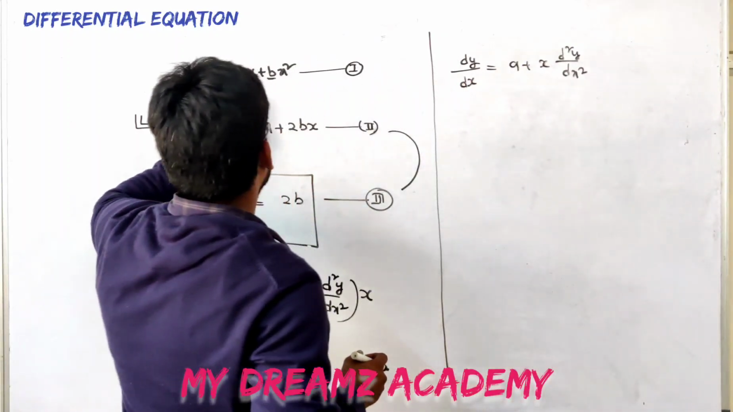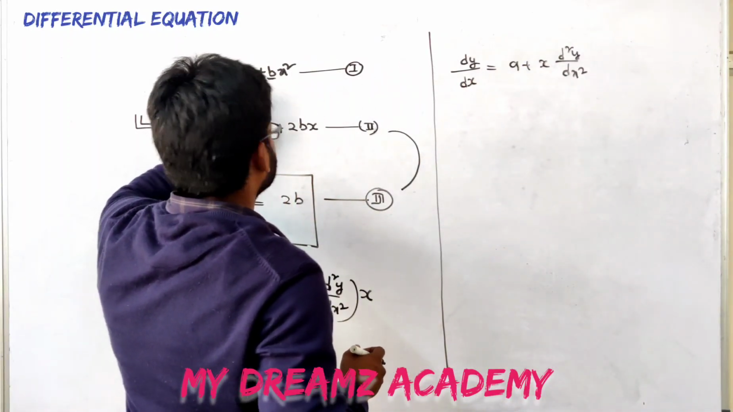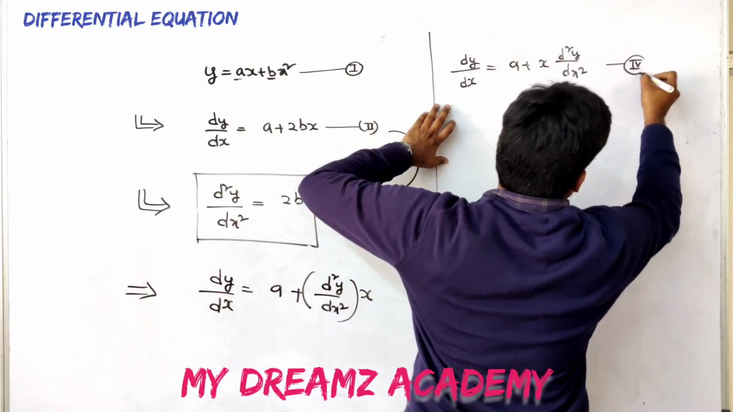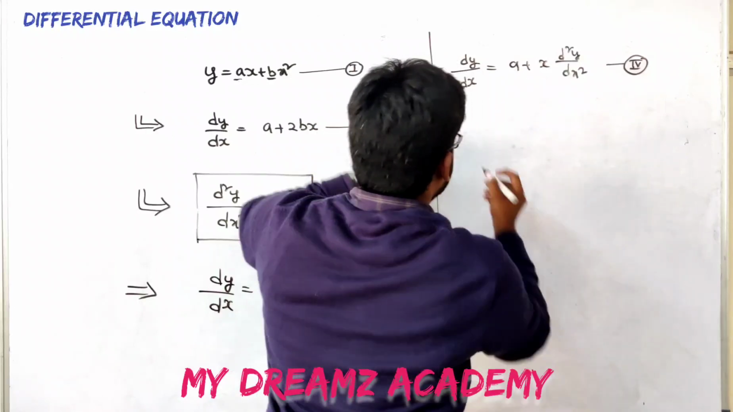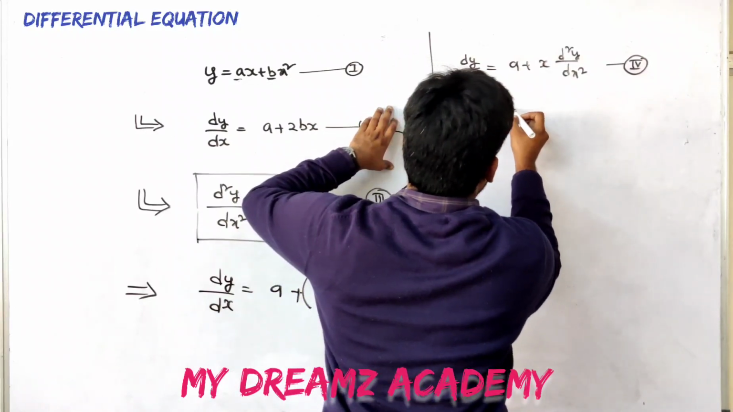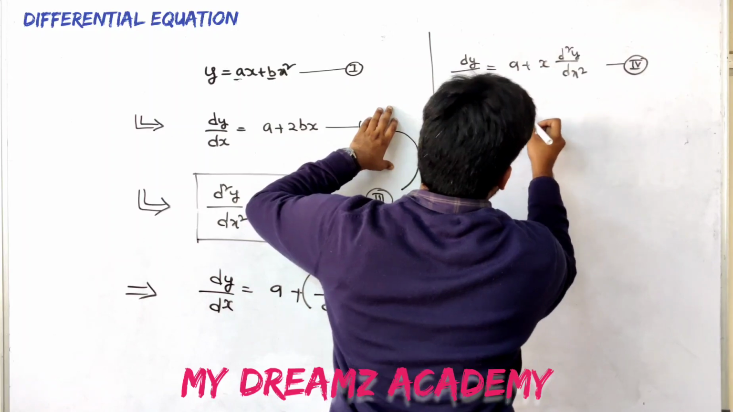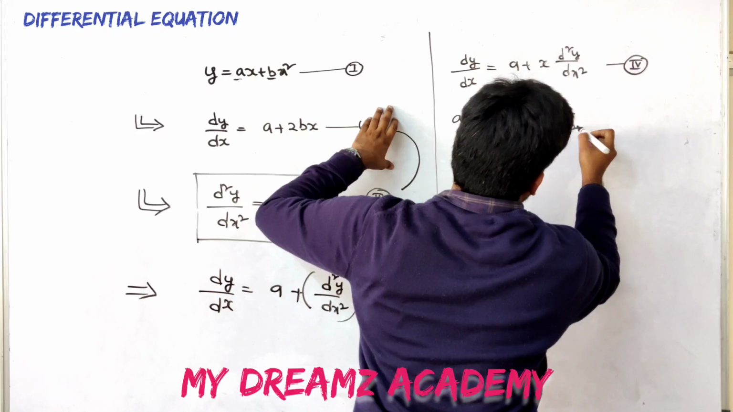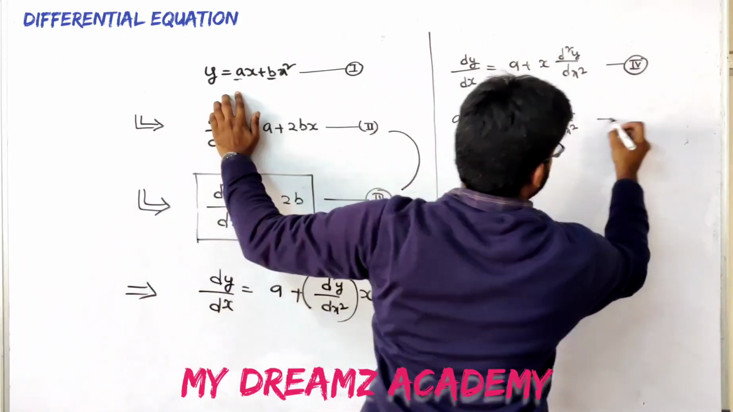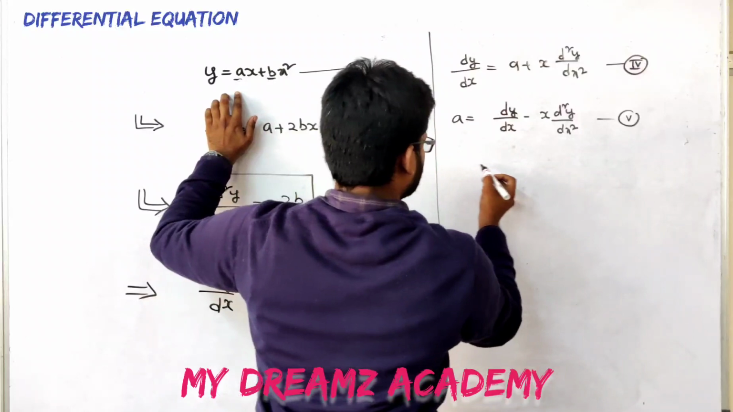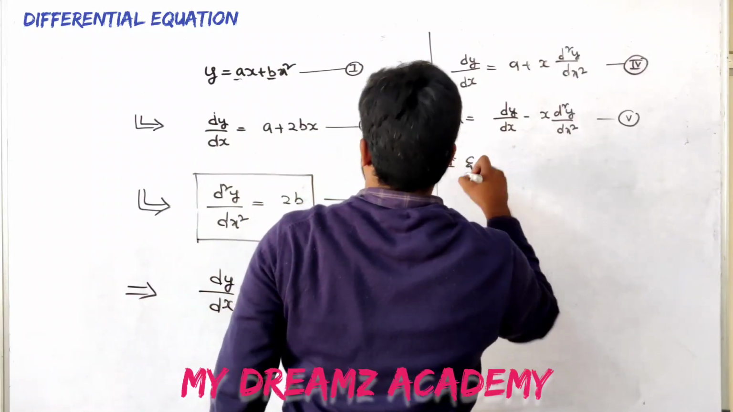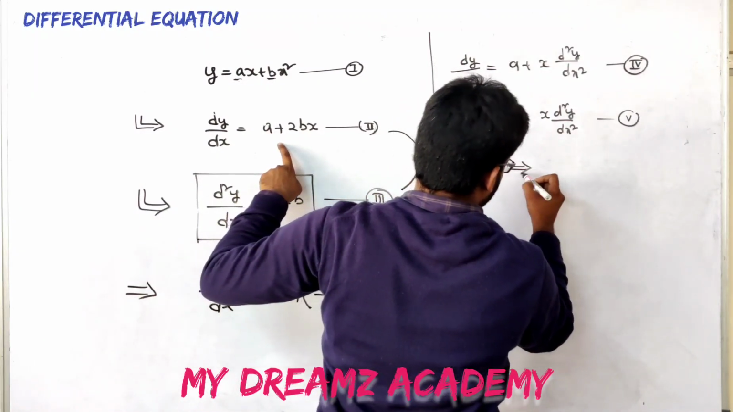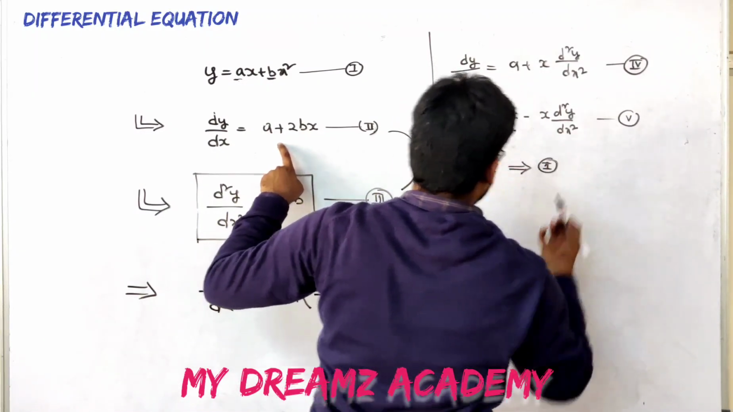You see the first equation, and see this equation. Let us consider this is the fourth equation. Substitute a is equal to dy by dx minus x into d square y by dx square in this equation. Let us consider this is the fifth equation. Take the fifth equation and the b value from the second equation, and substitute in equation number 1.